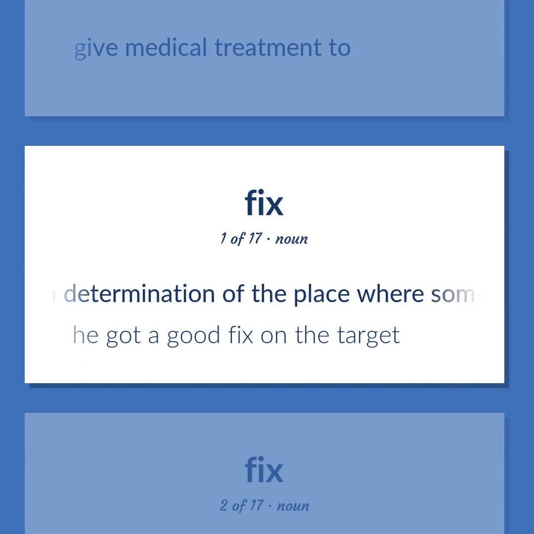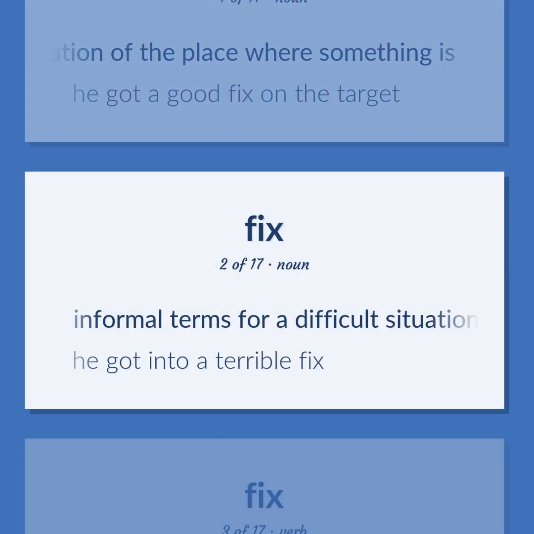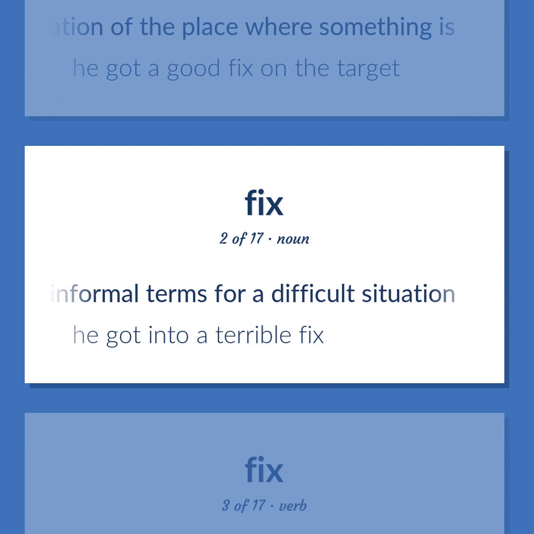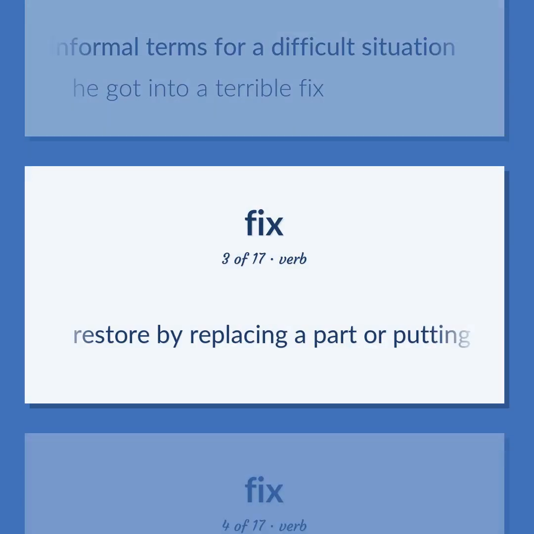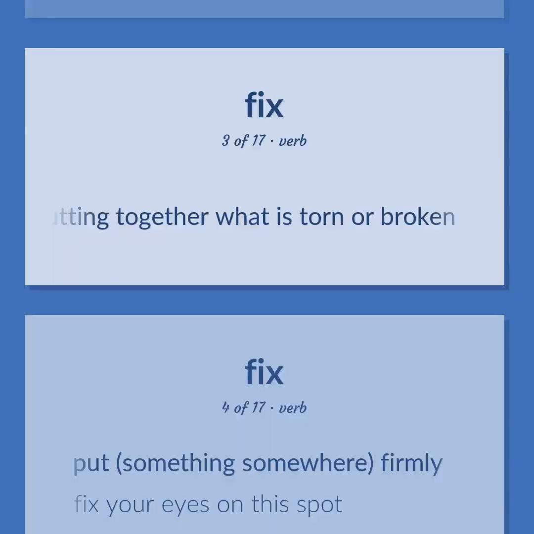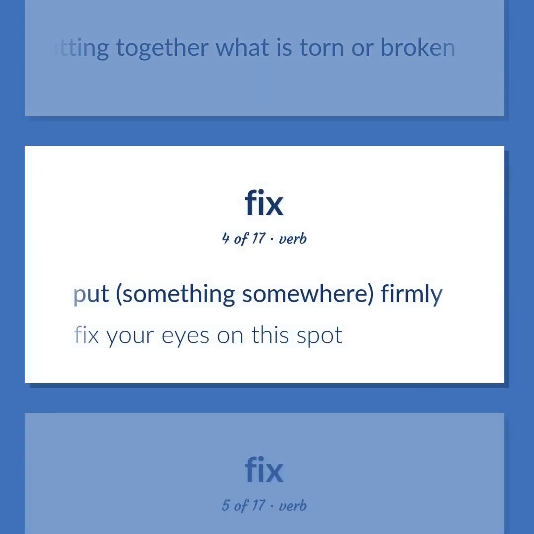A determination of the place where something is. He got a good fix on the target. Informal term for a difficult situation. He got into a terrible fix. Restore by replacing a part or putting together what is torn or broken. Put something somewhere, firmly. Fix your eyes on this spot.